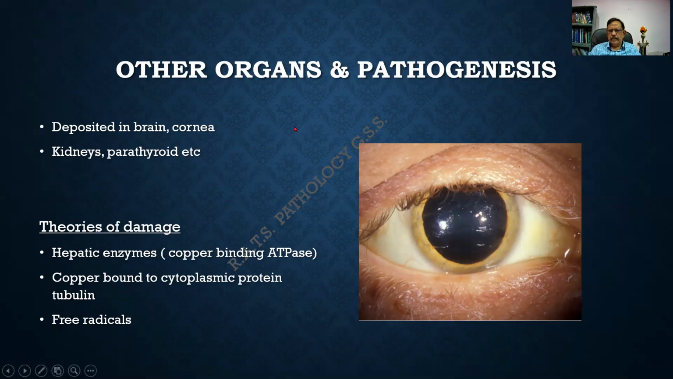What are the organ changes in Wilson's disease? It can be deposited in the cornea. In the cornea, there is a golden brown pigmentation, which is called the KF ring or the Kayser-Fleischer ring. The theories are that there can be a defect in hepatic enzymes such as ATPase, the copper is bound to cytoplasmic proteins, or it can be because of free radicals. The other organs of deposition can be kidney, parathyroid, and so on. But please remember brain, cornea, and liver.